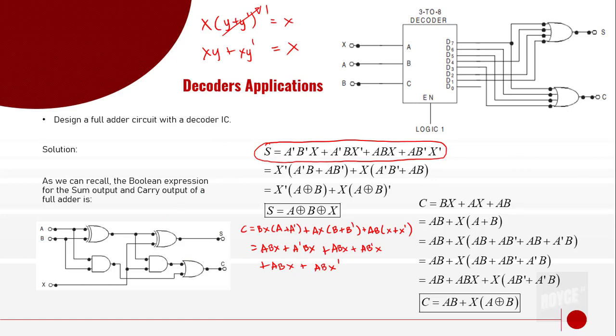Okay. Now, we can see here common terms, ABX, ABX, saka ABX. When we say X or X, that is simply equal to X. Tama? So, itong tatlong ito will simply be A, B, X, naka-OR sa wala nang ibang common, di ba?